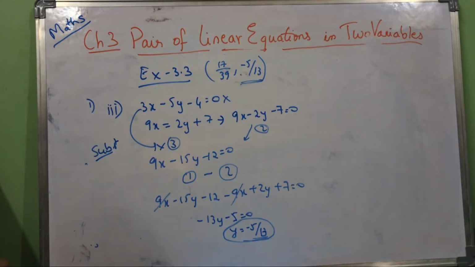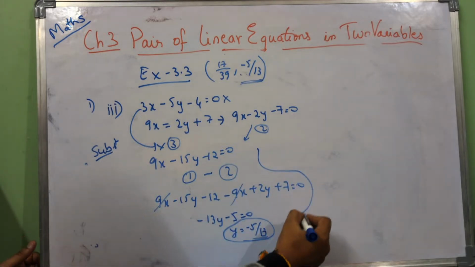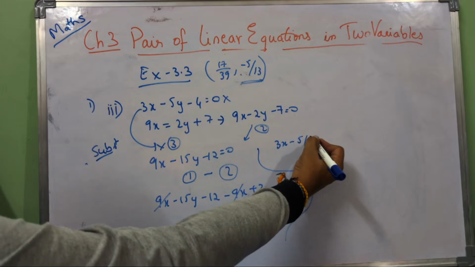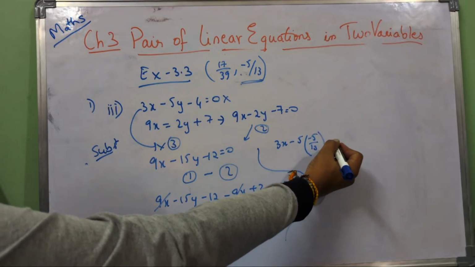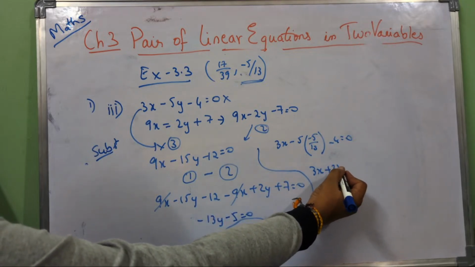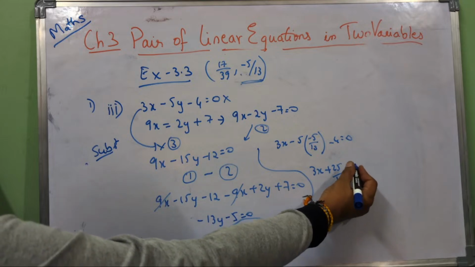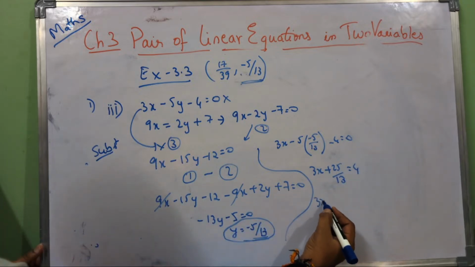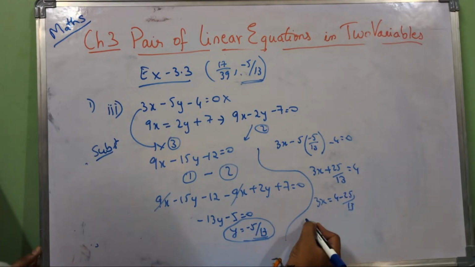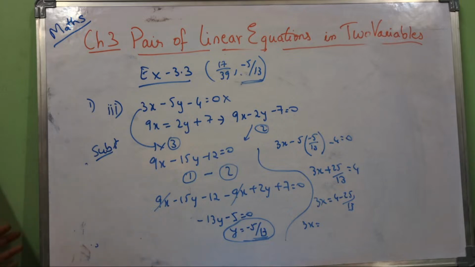Substituting in the first equation, 3x minus 5 into minus 5 by 13 minus 4 equal to 0. So 3x plus 25 by 13 equal to 4. So 3x becomes 4 minus 25 by 13. 3x equal to 4, 4 is 4 is 12. Okay, there I am making a mistake.